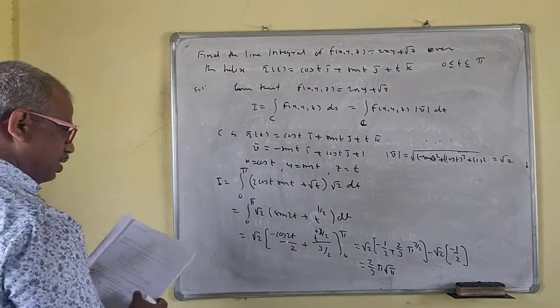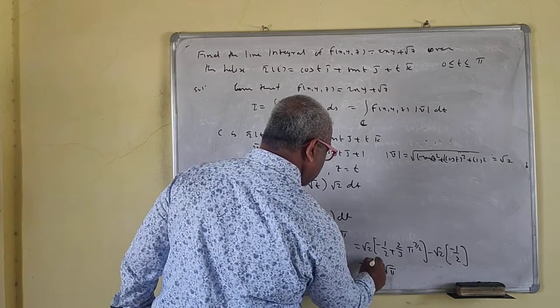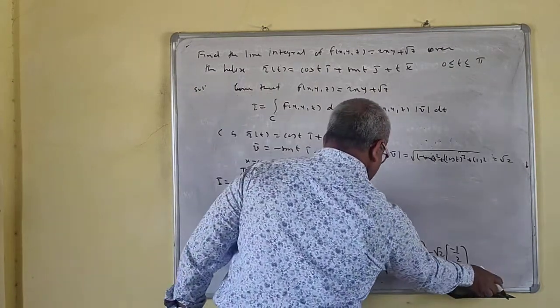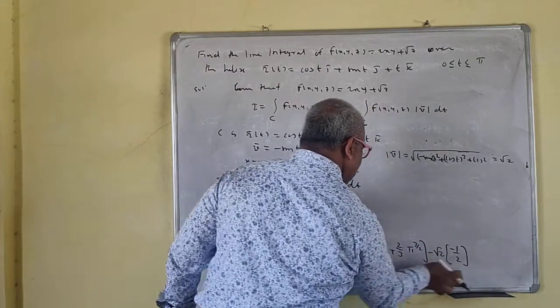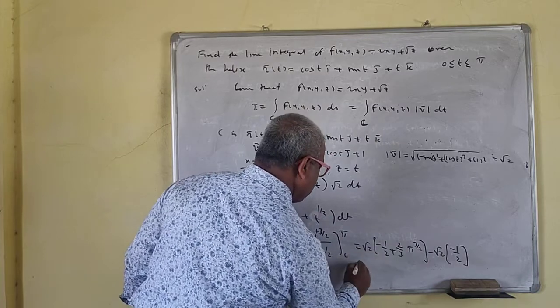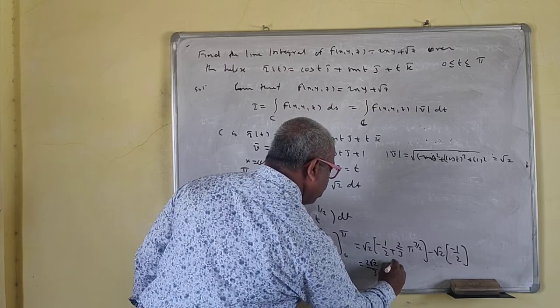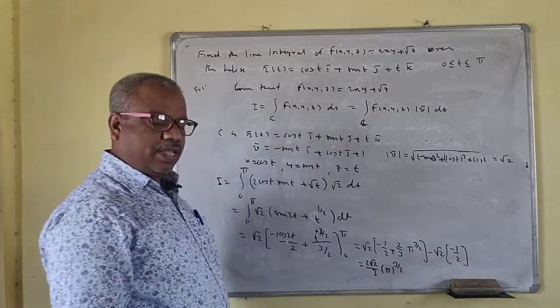Or you may keep this as, again root 2 is there. You have to multiply root 2 here. This root 2 gets cancelled, but you have to multiply root 2 here. So this is 2 root 2 by 3 pi to the power 3 by 2, or pi root pi. This is also okay.